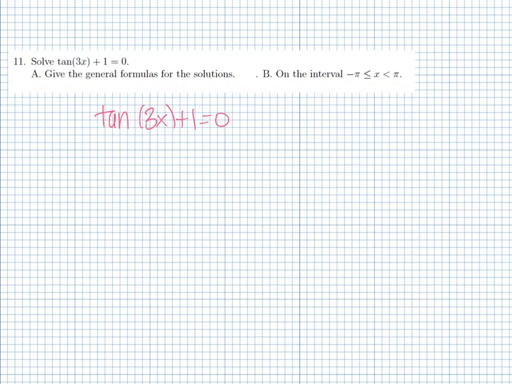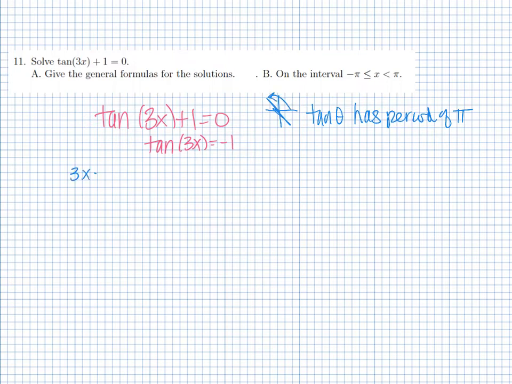We're now going to solve number 11. Tangent of 3x plus 1 equals 0. By subtracting 1 from both sides, we see that the tangent of 3x equals negative 1. If we think about our circle, we know that tangent is going to be negative here and here. We also know that tangent theta has a period of pi. So we're only going to find one solution and then we'll add πk to it. That's going to happen here.